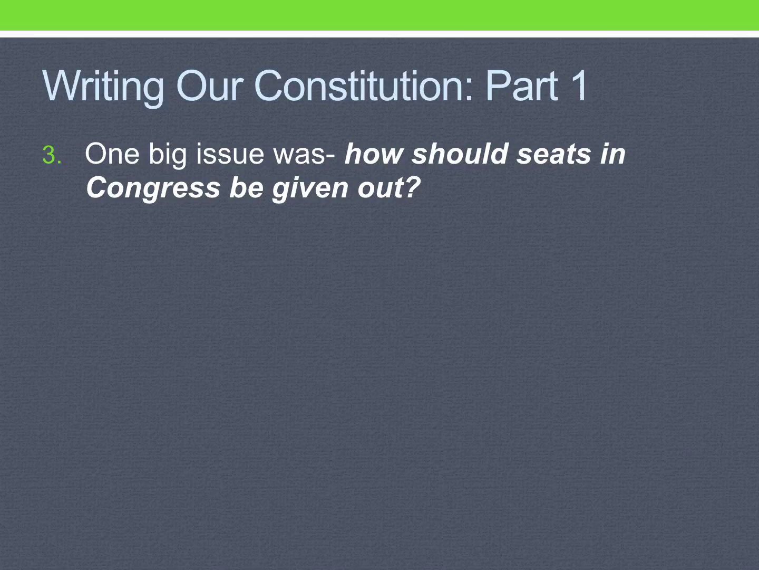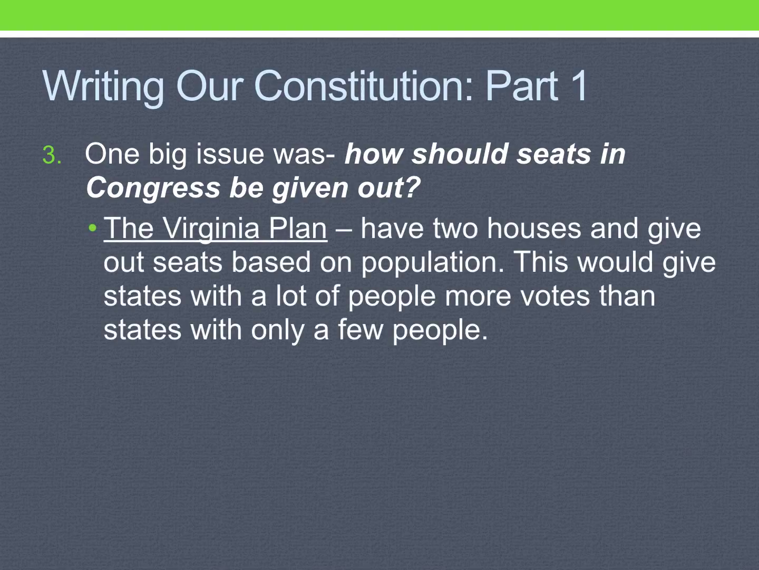So, some folks arrive to the Constitutional Convention from Virginia, and they already have a plan in place. Very wisely, it's called the Virginia Plan. And the Virginia Plan said, let's change it up. Let's do it differently. Let's have 2 houses of Congress. And in each one, we'll give out seats based on how many people live in your state. This would give states that had a lot of people more votes and more power than states with only a few people.